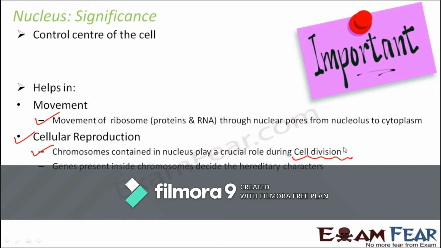So how will they get it? They will get it through the genes, and where are the genes located? Genes are located on the chromosomes. So one thing is, without chromosomes, cell division is not possible. So it plays a major role in cell division.